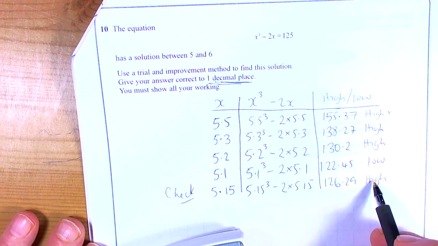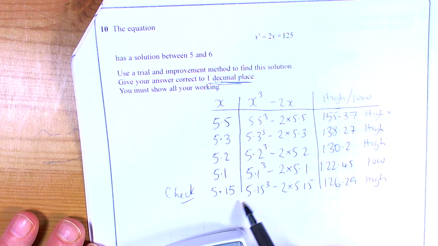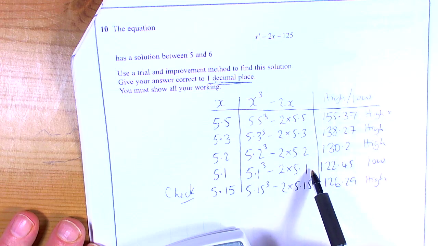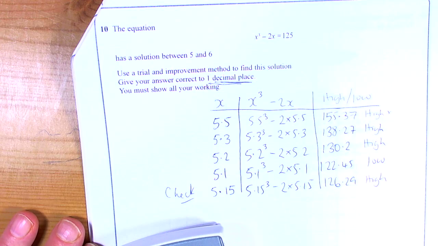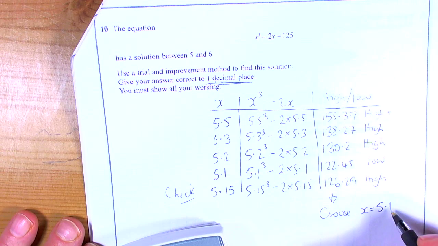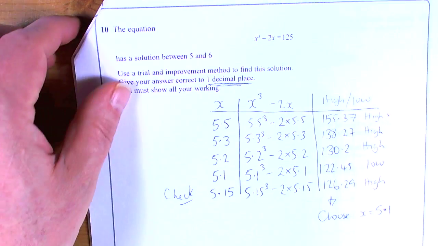Now because that's slightly high, that means we then choose the lowest value, because that means the lower one was slightly closer to 125 than the other one. So that tells me to choose x equals 5.1. So we're going to put on our answer line x equals 5.1.